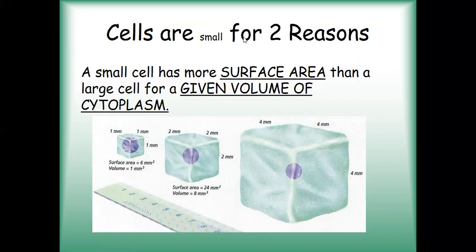If the cells are big in size, what will happen? The surface area to volume ratio will be less. So they will take more time to communicate between each other, and the diffusion also will take much more time.